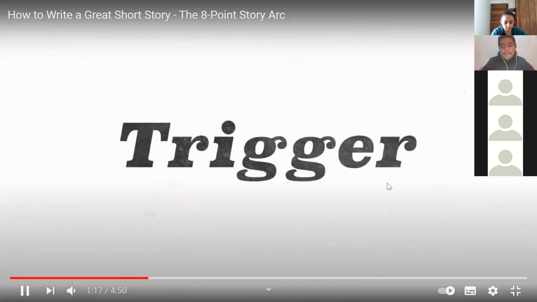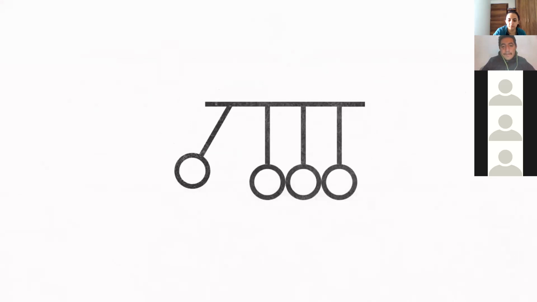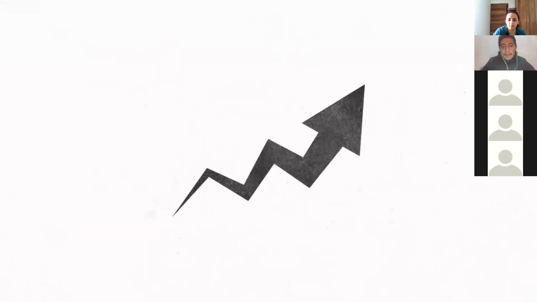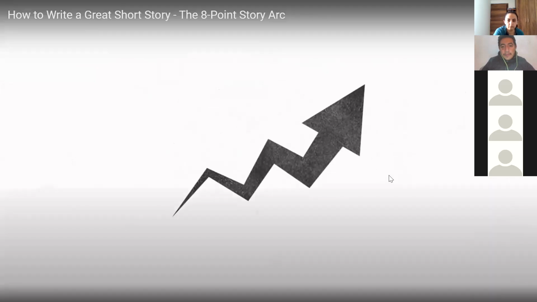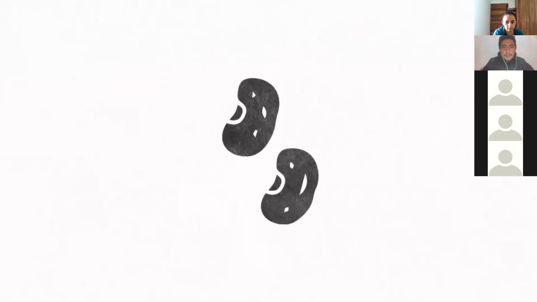The second point in a story's arc is the trigger. Eventually, something happens in the story which is outside of the control of the main character, or protagonist. This is referred to as the trigger, because this leads to the evolution of the story. The trigger is the beginning of the rising action. Here are a few examples of triggers.